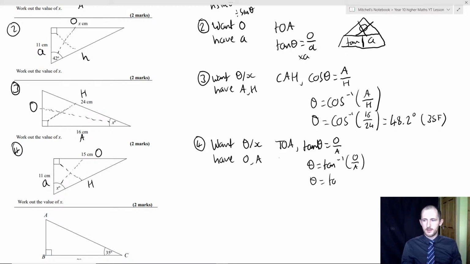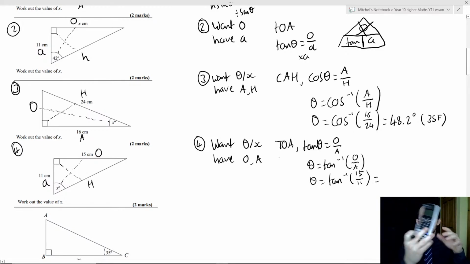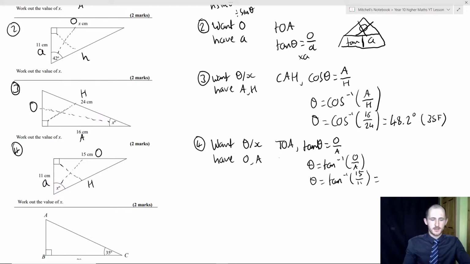So I'm going to write this all down, and again, if you look at your calculator, opposite is 15, adjacent's 11. Look at your calculator, where it says tan, in a different colour, it'll also say tan to the minus 1, so you go shift tan. Opposite is 15, 11 is the adjacent, so we have 53.7 degrees. Again, to 3 significant figures. And that should be the answer.